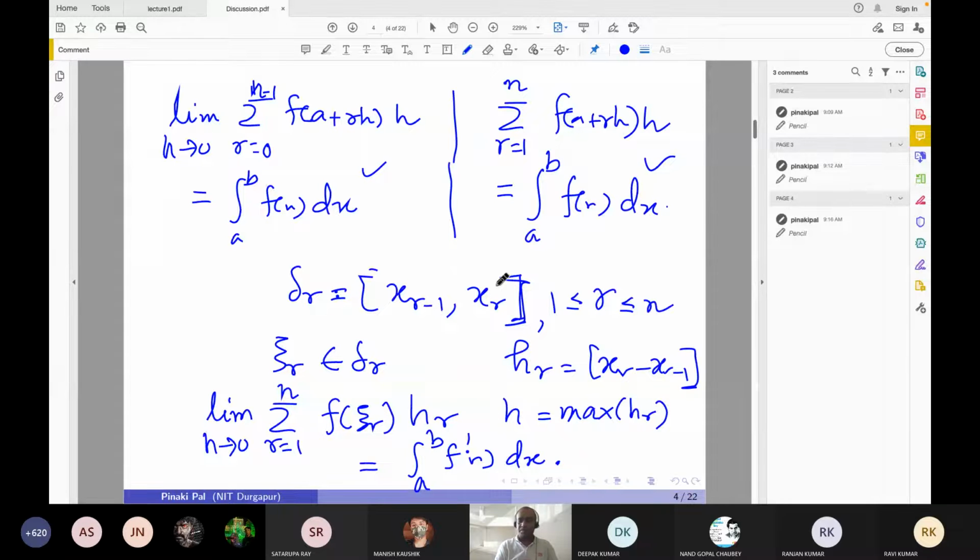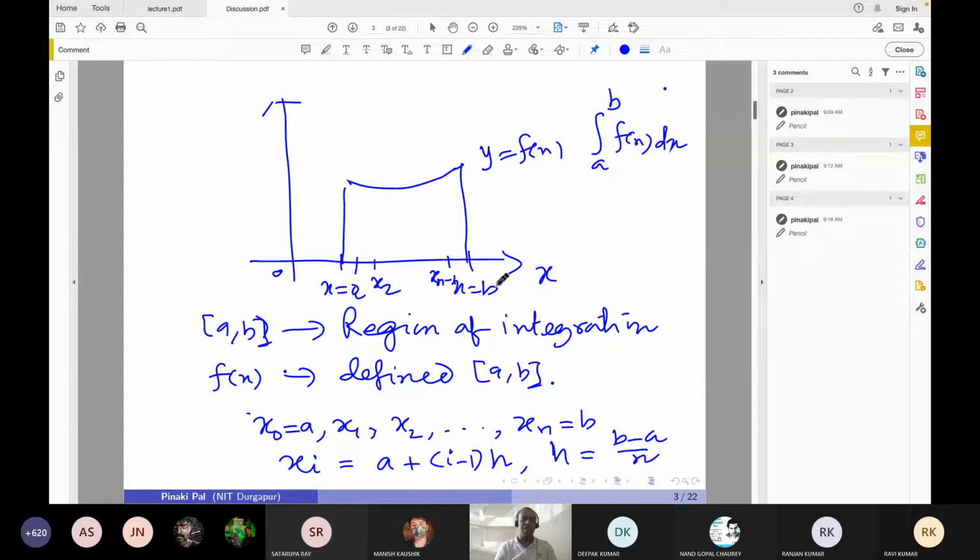Now what is the basic idea? We have two ingredients. One is the region of integration, and the other is a function defined on the interval. Then what is the basic procedure? We divide the region of integration into finite parts first. And from each part we take a point, and at that point we evaluate the value of the function, and that value of the function is multiplied by the length of the subinterval.